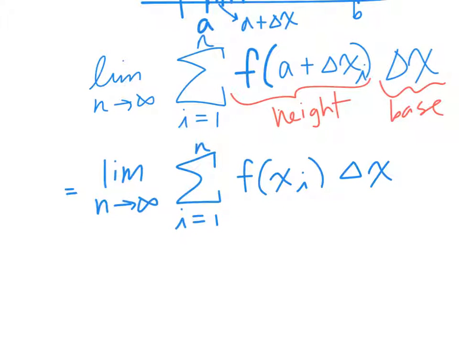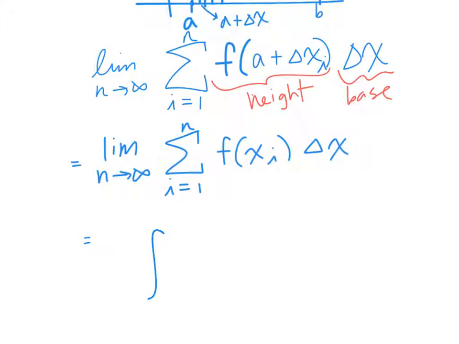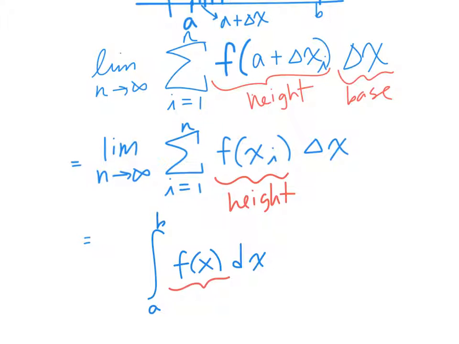Now, as n goes to infinity, this becomes the definite integral, which is the integral sign from a to b of f of x dx. F of x just means height. Okay, so this is still the same height. Delta x just means base, or this part is the base. And then a to b is from a to b.